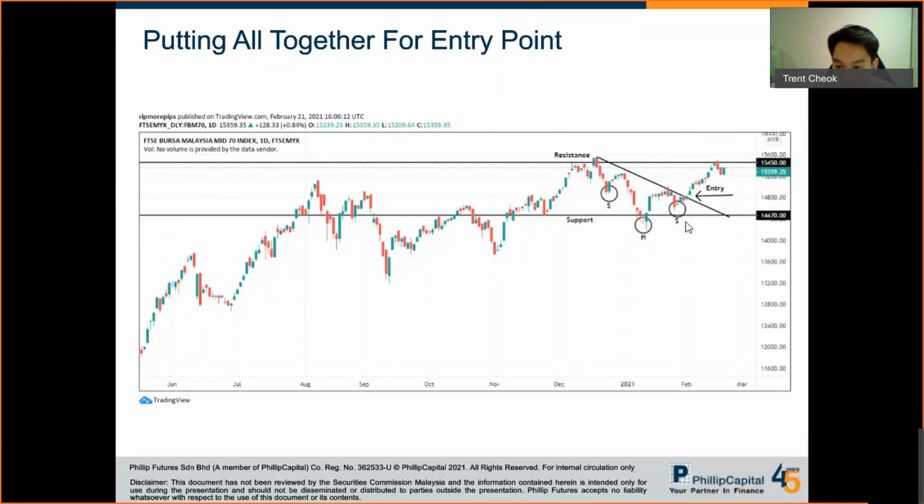So I identified the support at 14470. Then I noticed that the price bounced off the support level, which I mentioned earlier, and formed a head and shoulder. Okay, then coupled with a trend line break here, you can safely put an entry here at around 14800 to enter into a long position. So this is how you use all three patterns together to form your entry point.